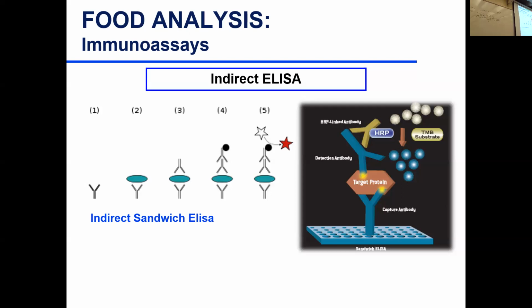The same thing, with higher concentration of target protein in my sample, I get higher absorption. Both direct and indirect, higher absorption means higher concentration. The difference when we say direct and indirect, the indirect is the labeled antibody is an antibody to the sandwich mixture. So here you have the antibody to it that is labeled.